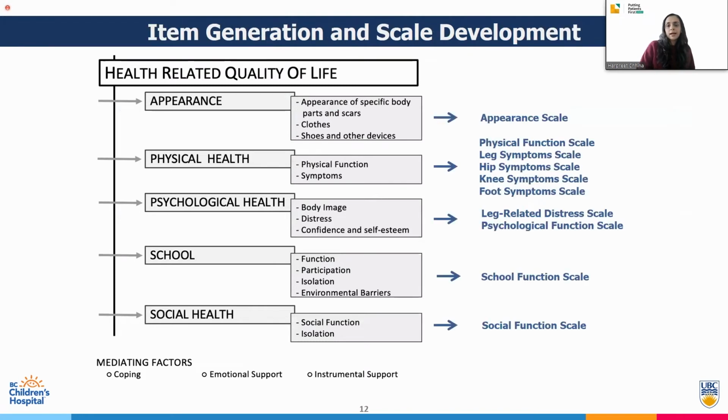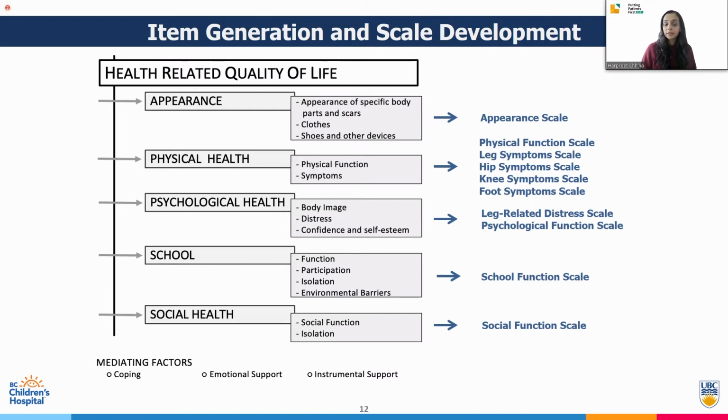So using this conceptual framework, we started the next phase in the development of this questionnaire, which was generating the items and forming the scales for the new PROM. So for example, under appearance, we wrote an exhaustive list of items under each of the sub-themes, and those items then formed the appearance scale.